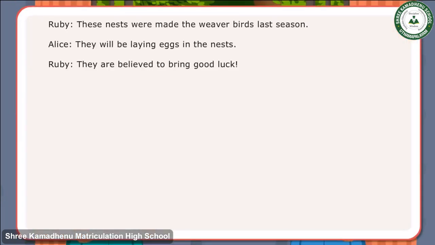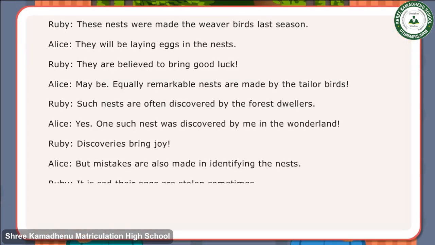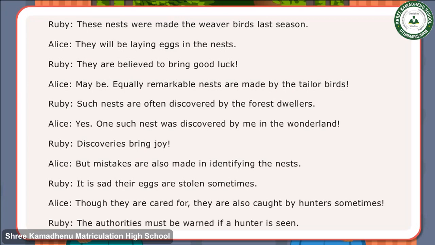The dialogue between two friends uses the passive voice. Here are some examples of sentences.